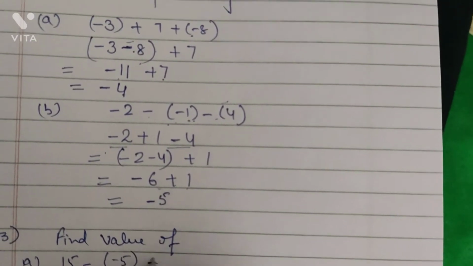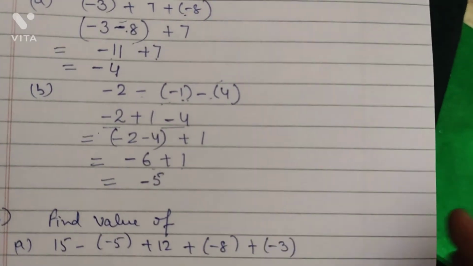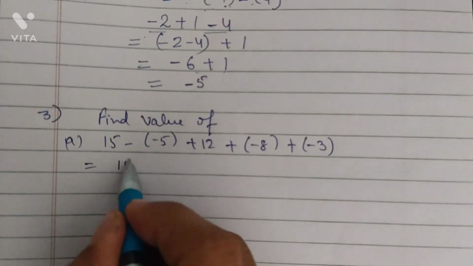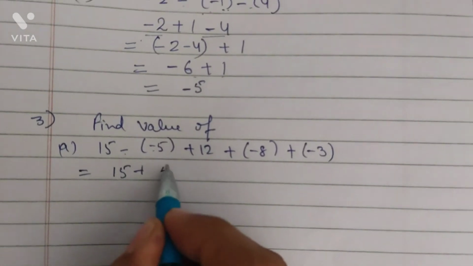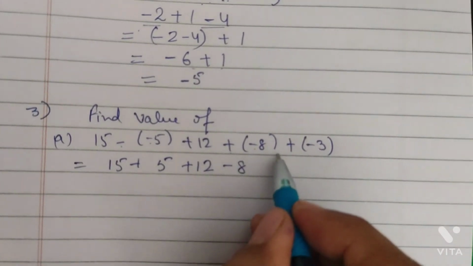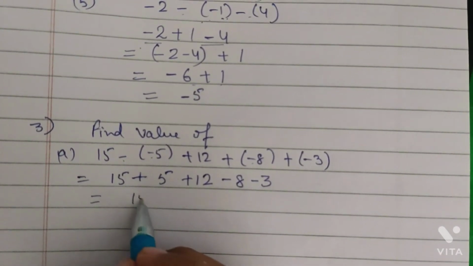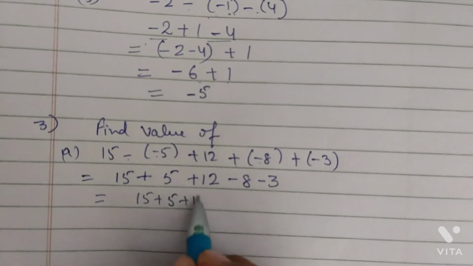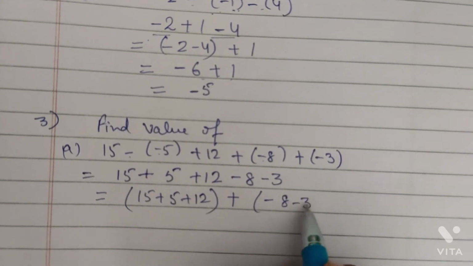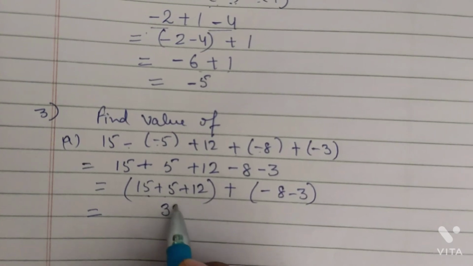Next is find the value of. Here more than 3 numbers are given. Among these, first we'll solve the brackets. Minus minus will be plus 5, then plus 12, minus 8, plus minus is minus 3. Then we will collect the integers of same sign. 15 plus 5 plus 12, then minus 8 and minus 3. We will add first 3 numbers of same sign. This is 32 with positive sign.